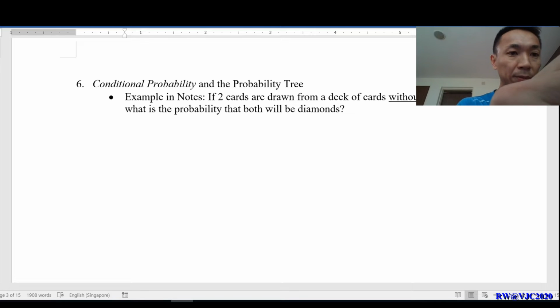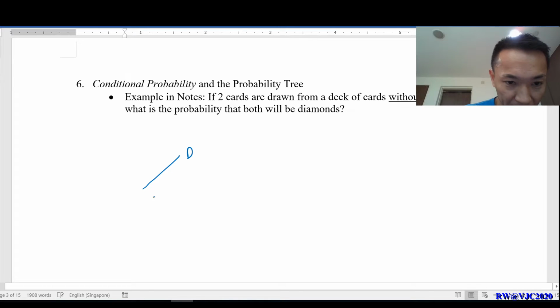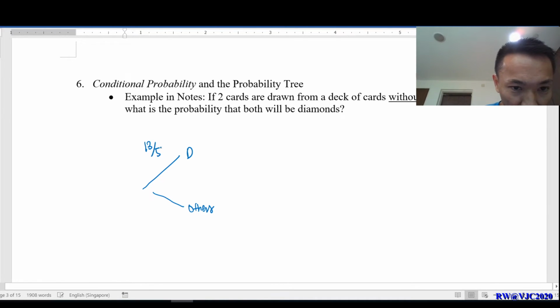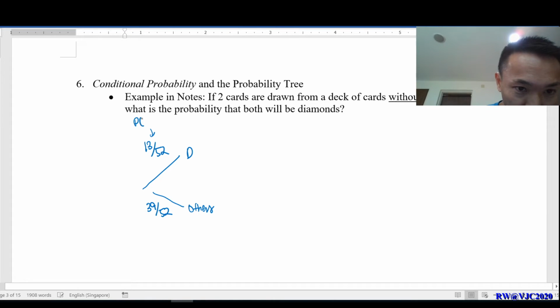Now, let's take a look. The first card you draw can be a diamond, can be others. And I think it's not difficult to tell me that this is 13 out of 52. This is the probability that the first card is a diamond. This is the probability that the second card is a diamond. Again, I want to say, this is the probability that the first is a diamond.